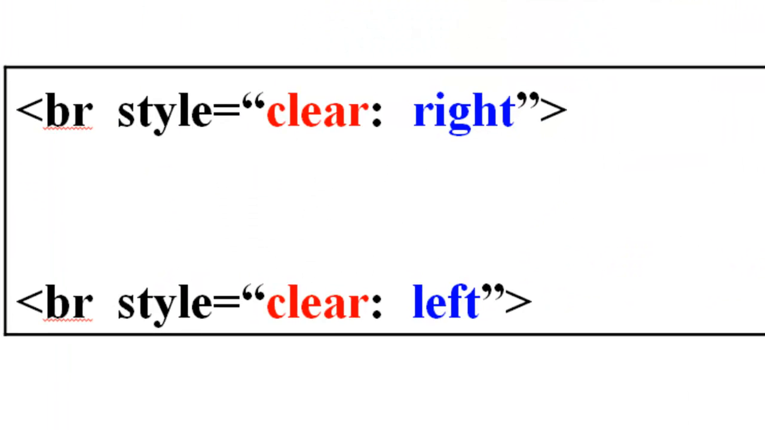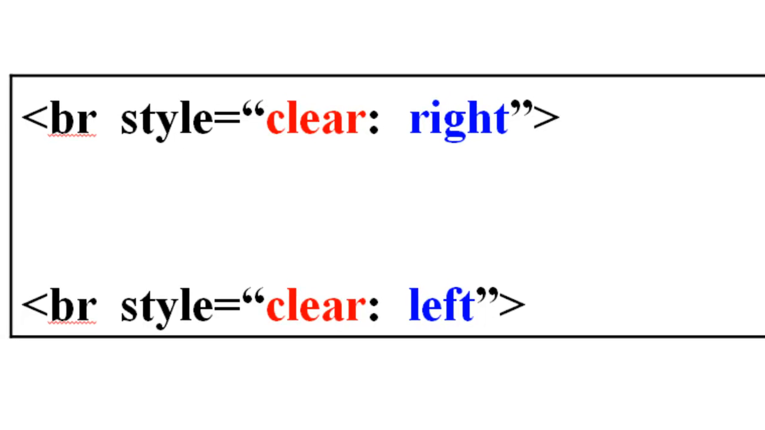Now, at some point, you generally want to clear this floating or wrapping, and you do this with the clear property. Clear the right, clear the left. You can call this inside any HTML element a break tag. You will commonly see a break tag being used to do this.